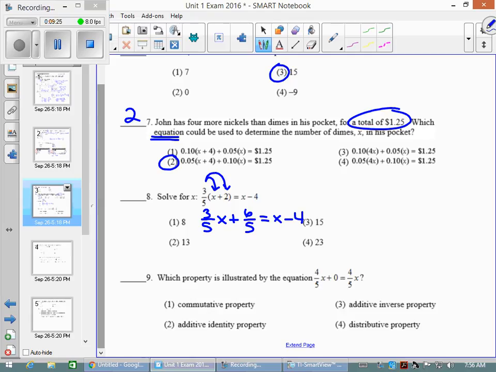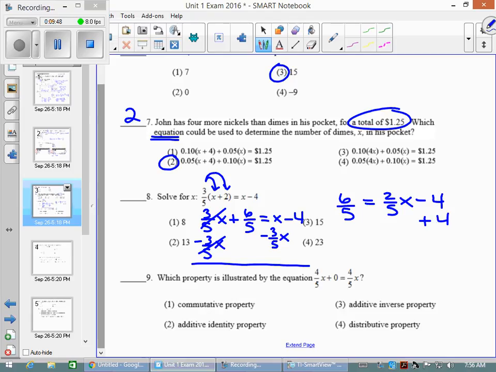So we can start by taking the 3/5 x and subtracting it from the other side. Again, this might not be the exact step you chose to take, but we should ultimately end up with the same result. We get 6/5 is equal to, if you take 1 and subtract 3/5, you should get 2/5 x minus 4. Now I want to combine my constants, so I'm going to add 4 to the other side. If I take 6/5 and add 4, we should get 26/5. And that's equal to the 2/5 times x.